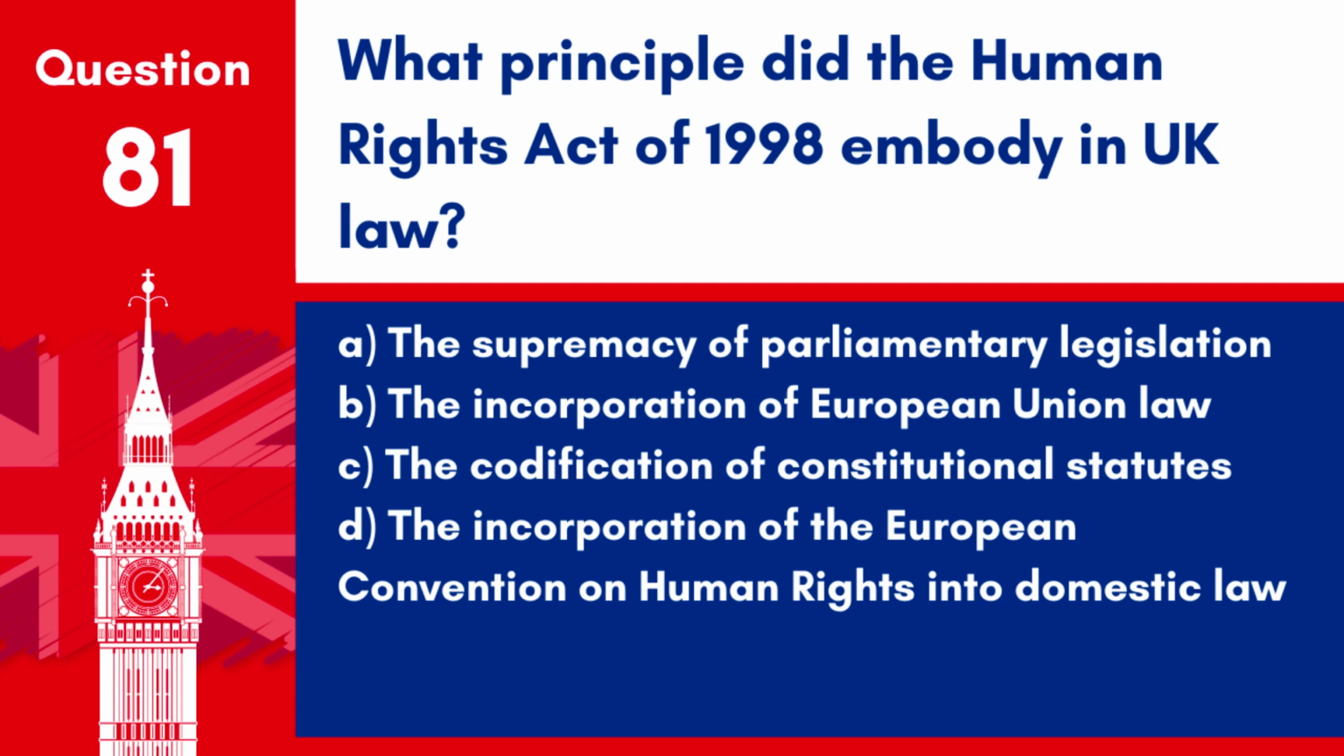Question 81. What principle did the Human Rights Act of 1998 embody in UK law? A. The supremacy of parliamentary legislation. B. The incorporation of European Union law. C. The codification of constitutional statutes. D. The incorporation of the European Convention on Human Rights into domestic law.